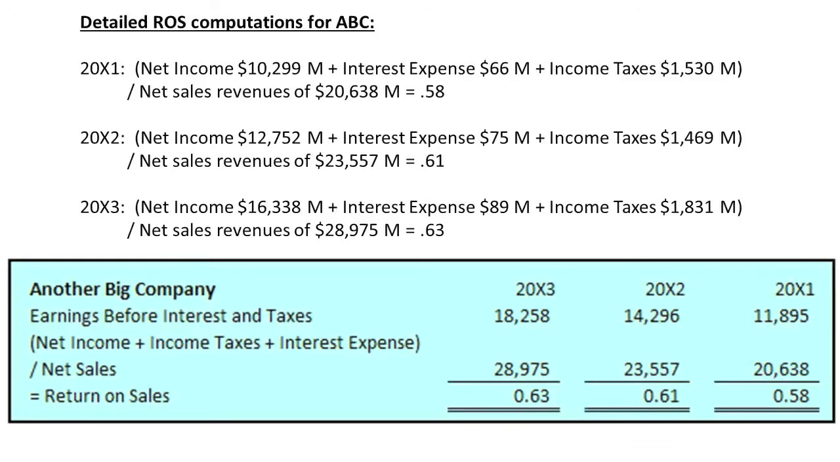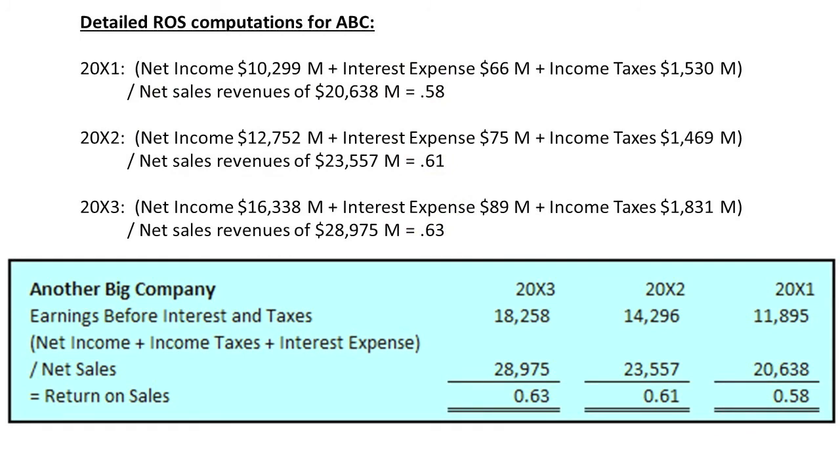Here are the detailed return on sales computations for 20x1 to 20x3, rounded to the nearest two decimals. As you can see, for 20x1 we took net income, we added back interest expense, added back the income taxes to get that total earnings before interest and taxes, divided it by the net sales revenue for the year to get a 0.58. We got 0.61 for 20x2 and 0.63 for 20x3.